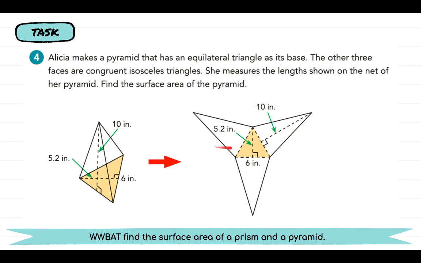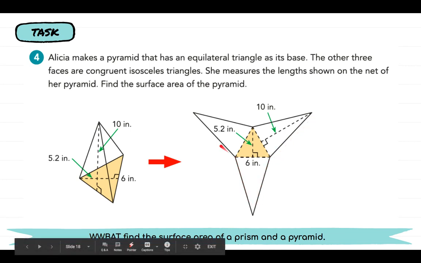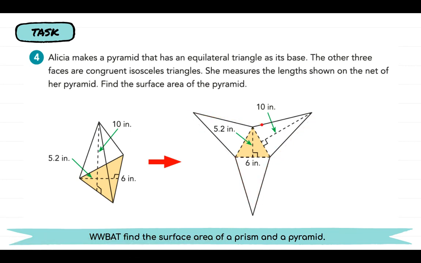So obviously this equilateral triangle has a side of 6 inches each. The height of this triangle is 5.2 inches, and the height of the bigger triangular faces is 10 inches. You are going to solve one step at a time. So whatever is in the middle first, and then move on to the rest. And then you're going to add it all up and put your answers down below.